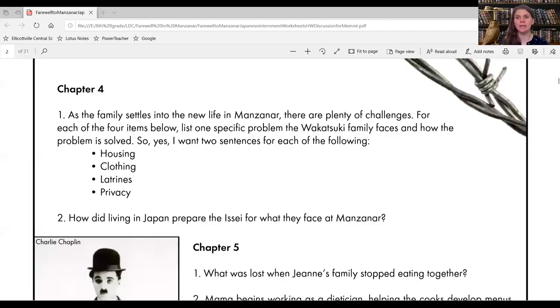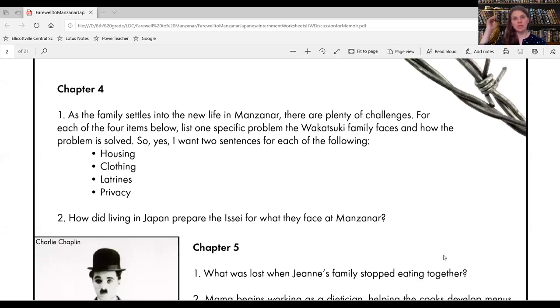We're going to be looking at chapter 4 together, and I have a couple little things to share with you that go along with that. So let's get right into it. I'll remind you the book is Farewell to Manzanar by Jeanne Wakatsuki Houston and James D. Houston. Our questions for chapter 4 are pretty short. There are only 2 again today. However, number 1 is much more in-depth than number 1 yesterday.